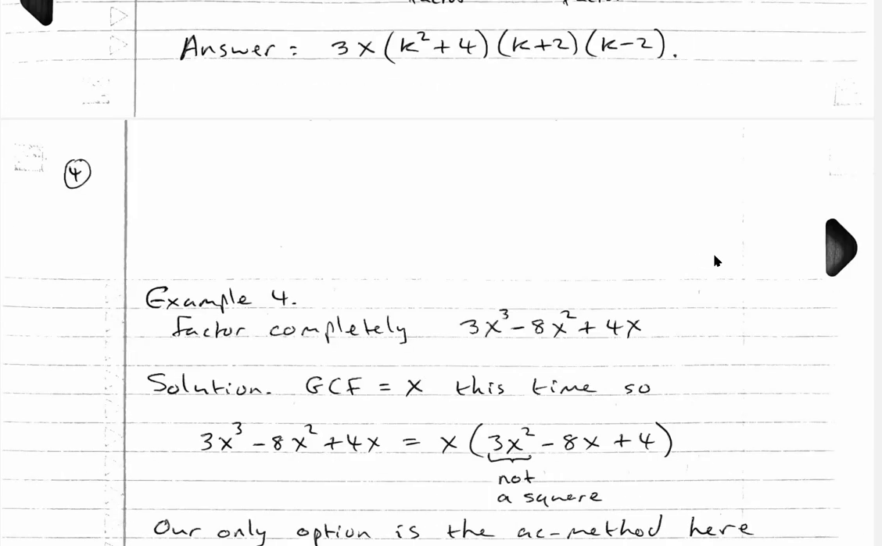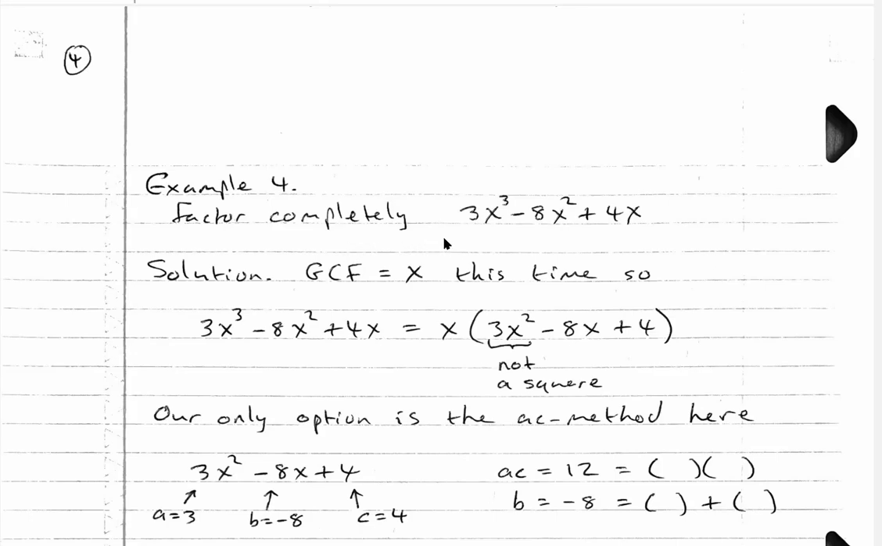Let's look at one last example. Example 4, factor this completely: 3x to the third power this time, minus 8x squared plus 4x.